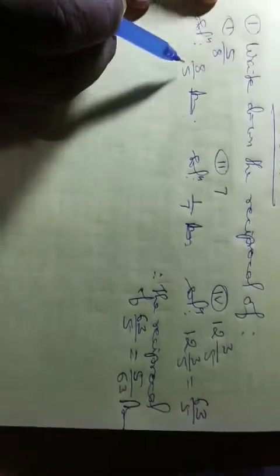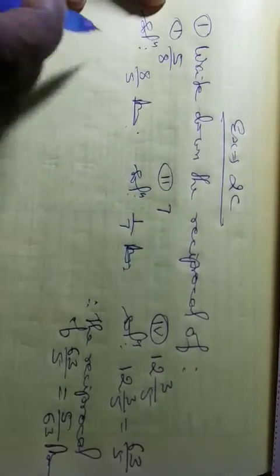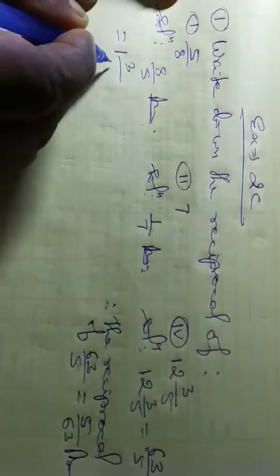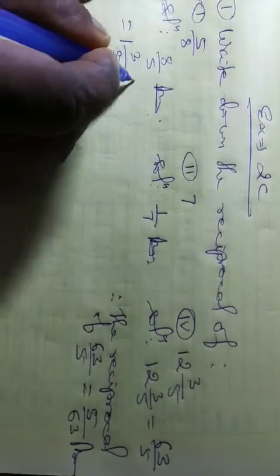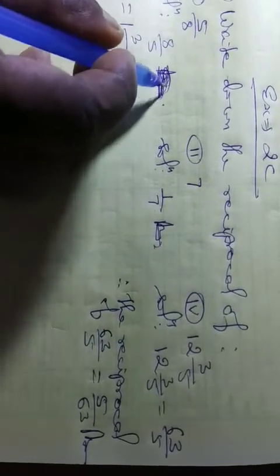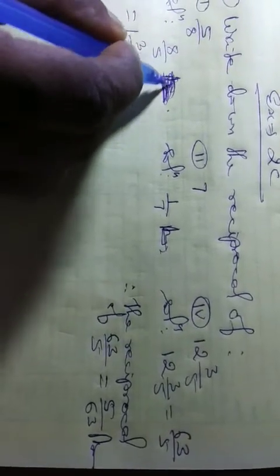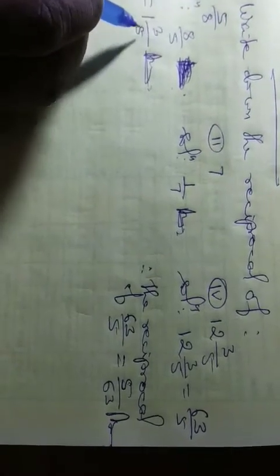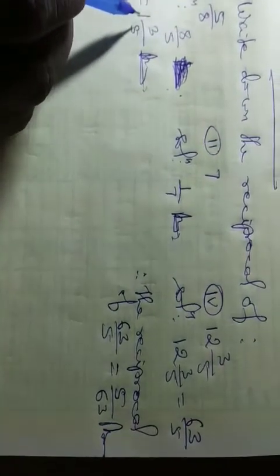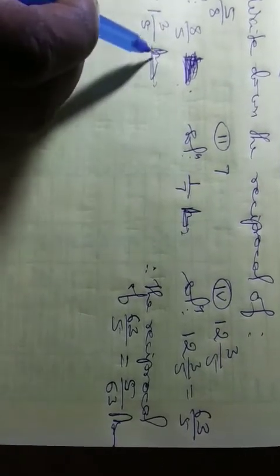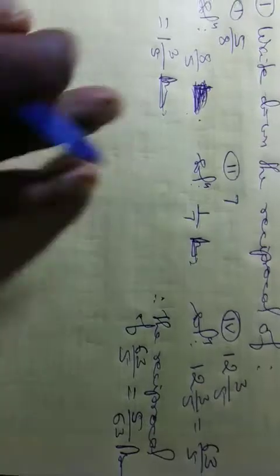Student, here 8 by 5 can also be written as 1 whole 3 by 5. Because in your answer key, 8 by 5 is not given, 1 whole 3 by 5 is given. But 8 by 5 or 1 whole 3 by 5 both are same, so both are answers.